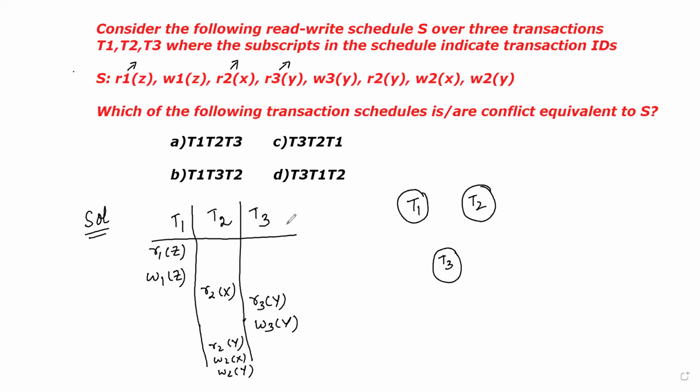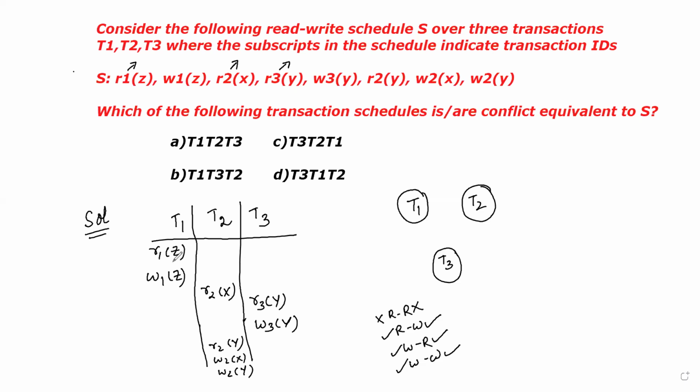After writing T1, T2, T3, you must remember the conflict sequences. When you see read-read, read-write, write-read, write-write, out of all these, read-read is not a conflict sequence. Remember, read-read is not a conflict, but read-write is a conflict sequence, and so is write-write.